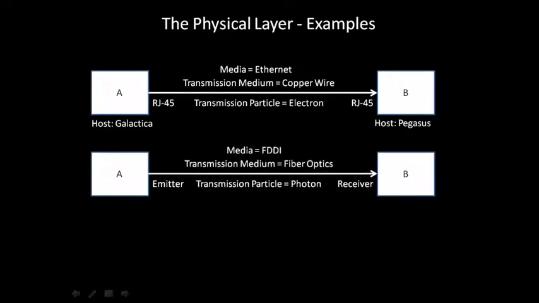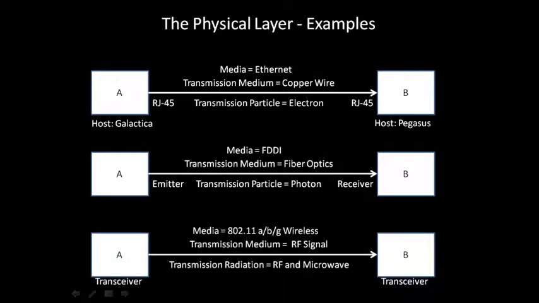In the next example, we're using fiber, and our media is FDDI, and our transmission medium is fiber optics. Our transmission particle is the photon. It's no longer the electron, since we're dealing with light. In this case, host A has an emitter that fires off a stream of photons to host B, which has a receiver.